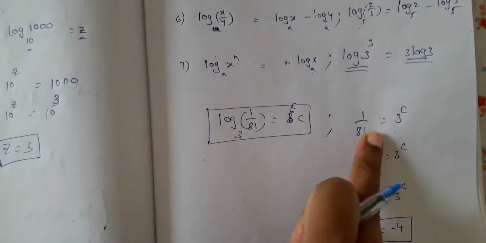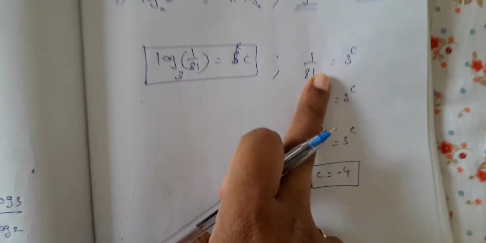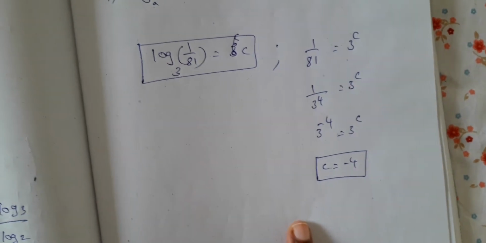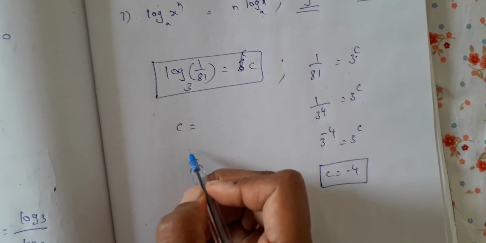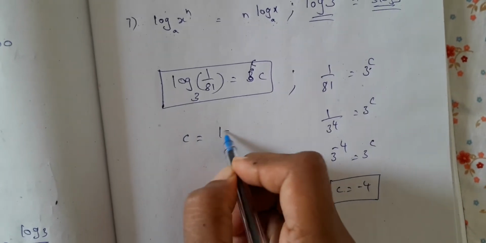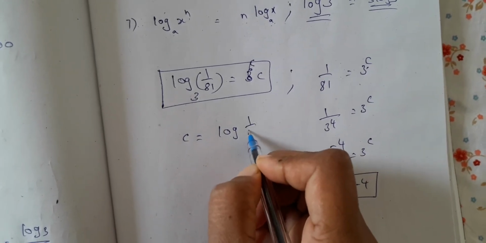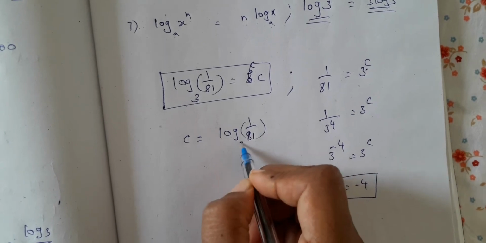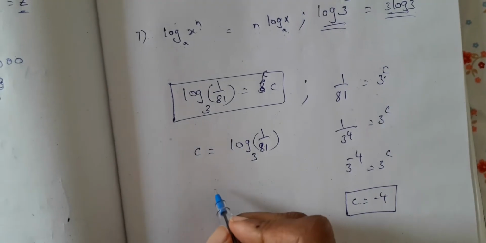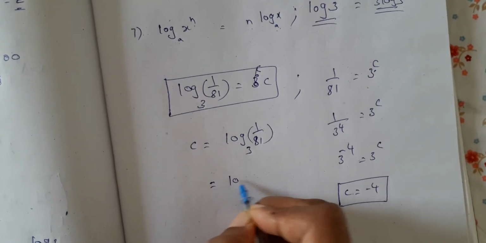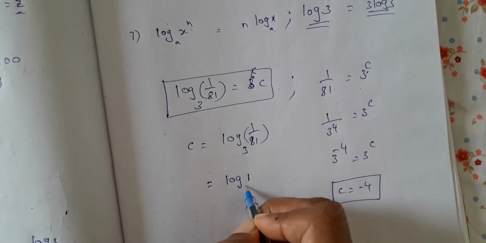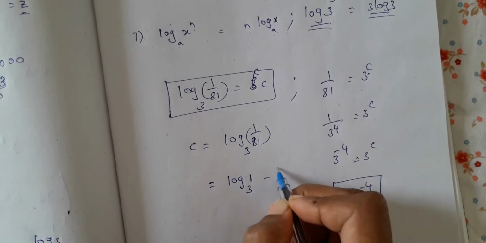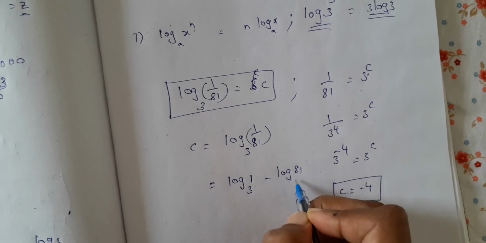And now applying logarithms to the same problem. How are we going to see? C is the exponent. C is the power. So C is equal to log of LHS, which is 1 by 81, to the base 3. Now let us see how we can do it. In many ways we can write log 1 base 3 minus log 81 base 3.